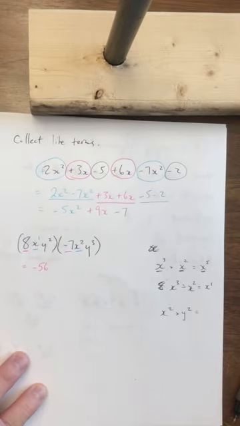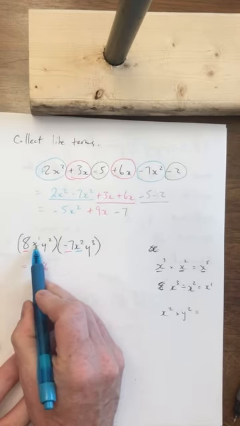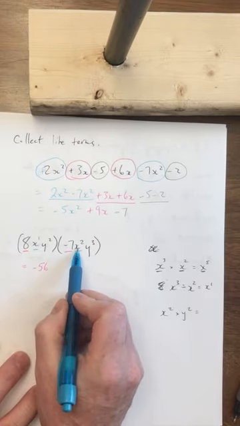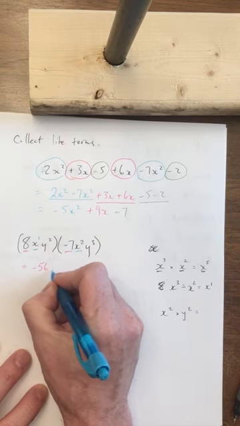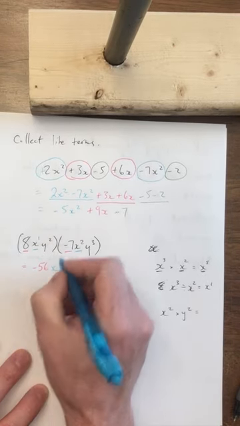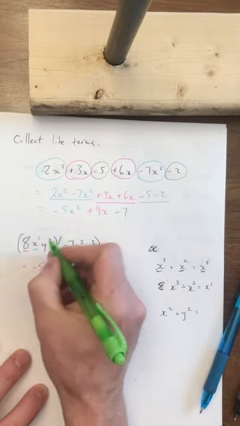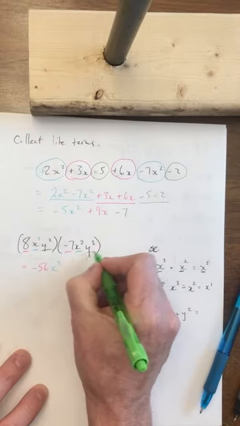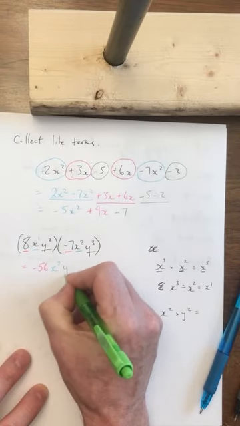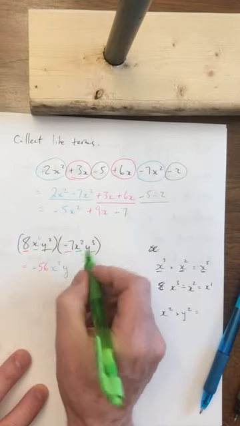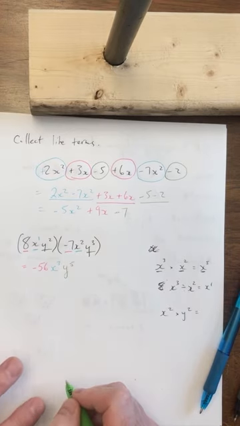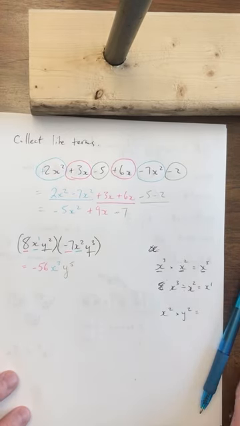Then I'm going to multiply my like exponents. So that's x to the power of 1 times x to the power of 2. We keep the base and we add the exponents. 1 plus 2 is 3. And y^2 times y^3, we keep the base and we add the exponents. 2 plus 3 is 5. Hopefully that's bringing back some bad memories from grade 9.